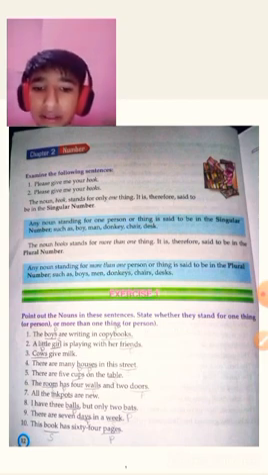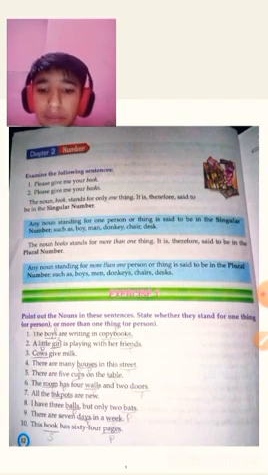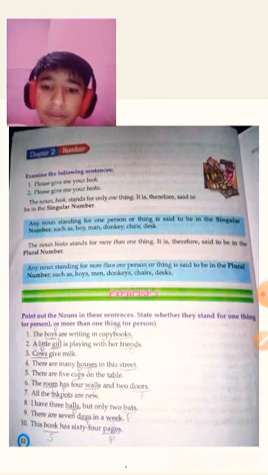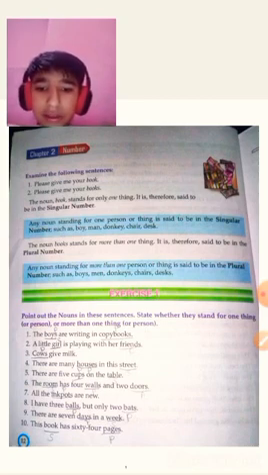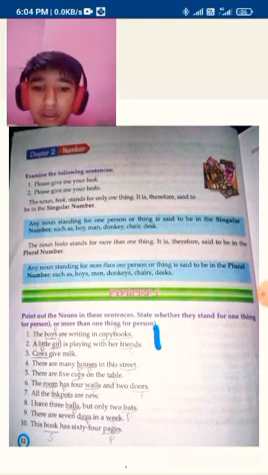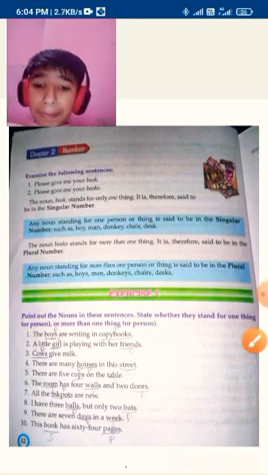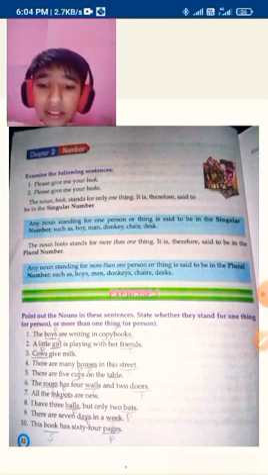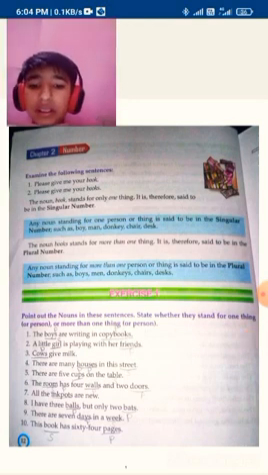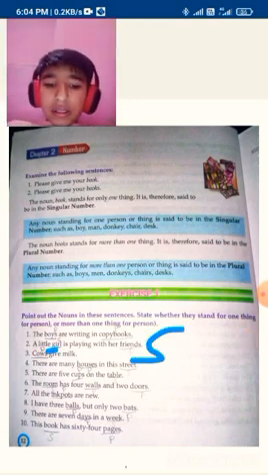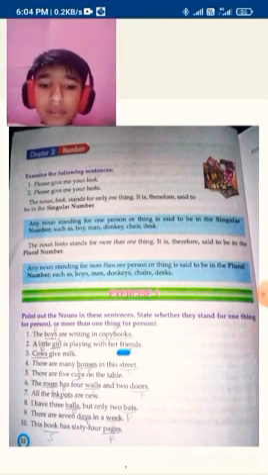So there's an exercise, let's try it. Point out the nouns in these sentences. State whether they stand for one thing or person or more than one thing or person. The boys are writing in copybooks. Boys means more than one, so it is plural. Second, a little girl is playing with her friends. In this sentence, girl is singular and friends is plural.